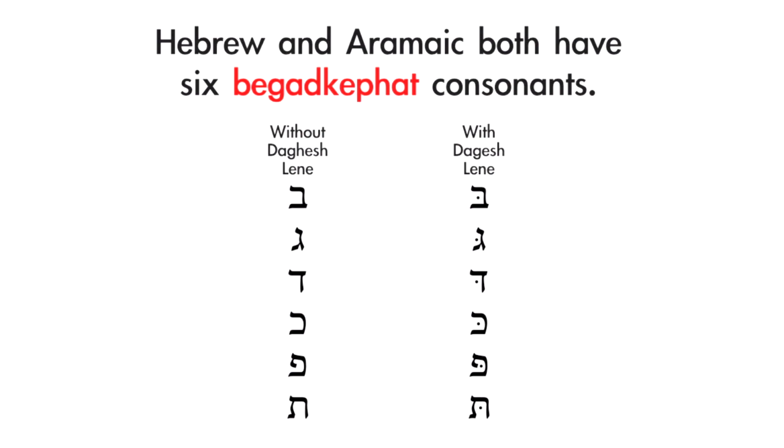Listen to the difference: va without the dagesh lene, and ba with the dagesh lene. The difference between something like vest with the V sound and boy with the B sound. You must be able to distinguish between these two pronunciation systems, that is, those forms with the dagesh lene and those forms without the dagesh lene. Knowing how to do this will help you accurately pronounce Aramaic words. And if you can accurately pronounce Aramaic words, it helps both in your reading fluency and in your memorization of scriptures if you're inclined to memorize.